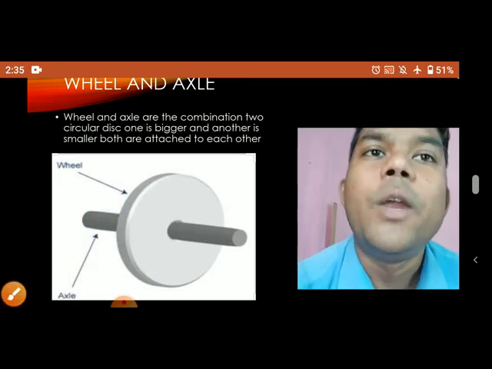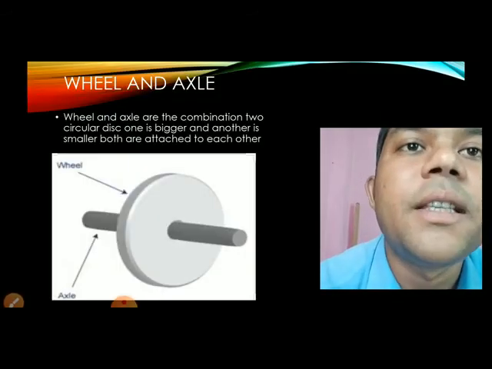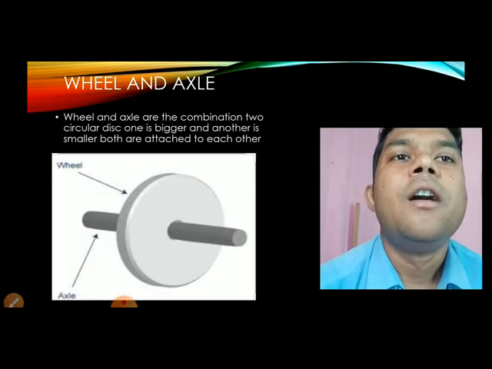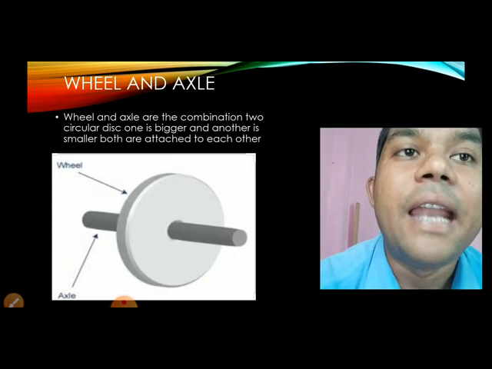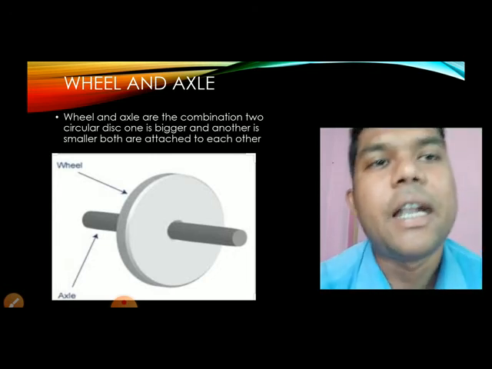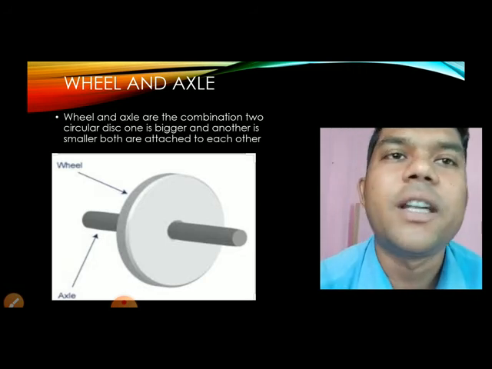So wheel and axle are a simple machine which is a combination of two circular discs. One is bigger and another is smaller. Both are attached with each other. When one rotates, the other also rotates itself.